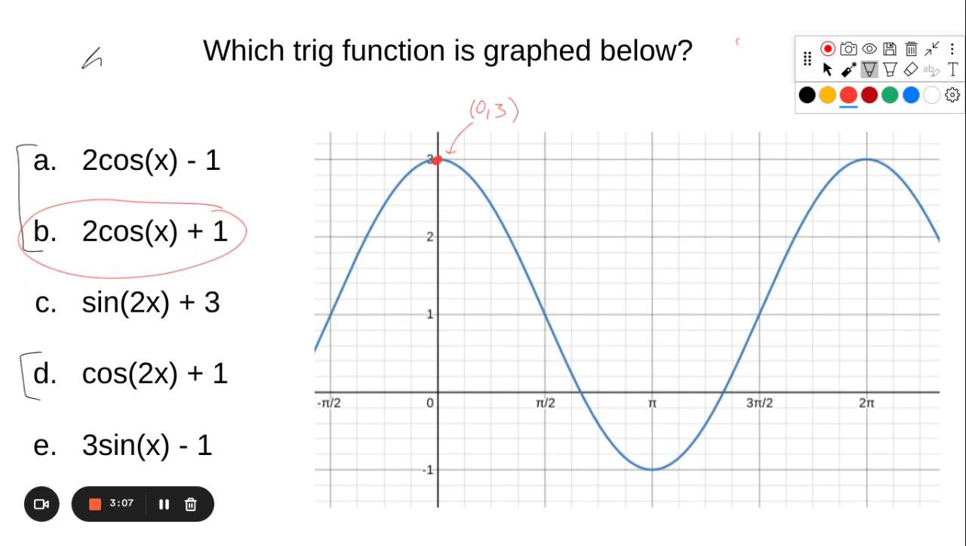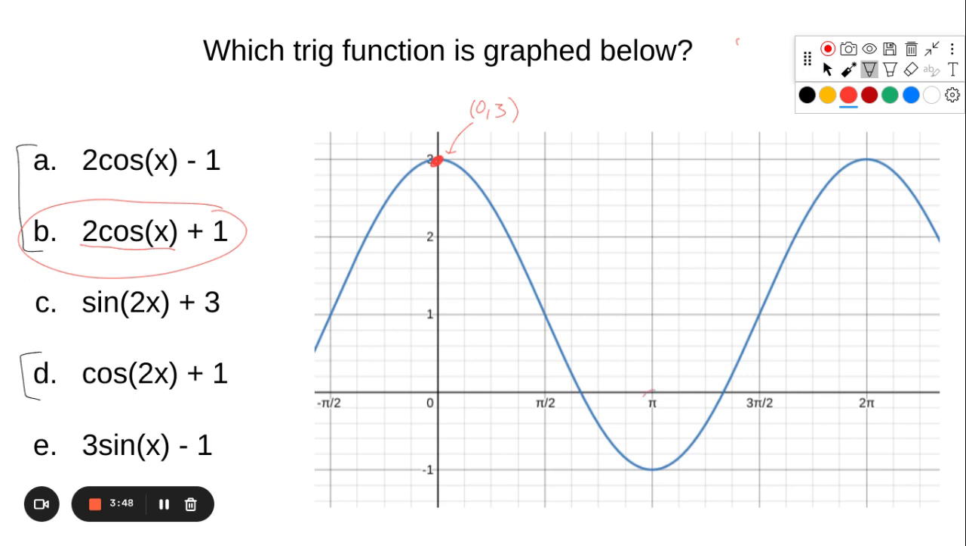I would plug in 0 for x on all of the functions and then see if I get a 3 back. Like if you try out option A, 2 cosine of 0 minus 1. Well, cosine of 0 is 1. You could use a calculator if you had to. 2 times that would be 2. And then, of course, 2 minus 1 is not equal to 3. So it doesn't work out. But if you were to try that with the correct answer, this part right here would give you a 2, and then 2 plus 1 would give you the 3, right?